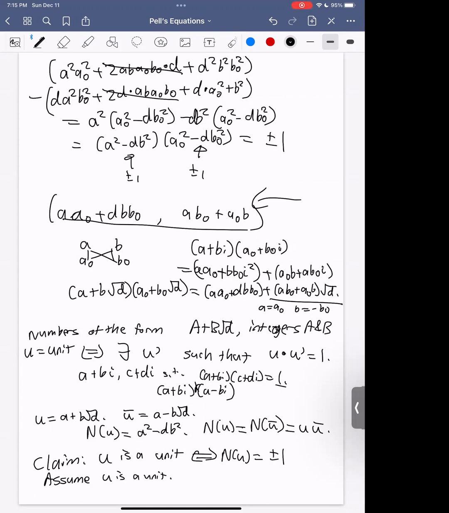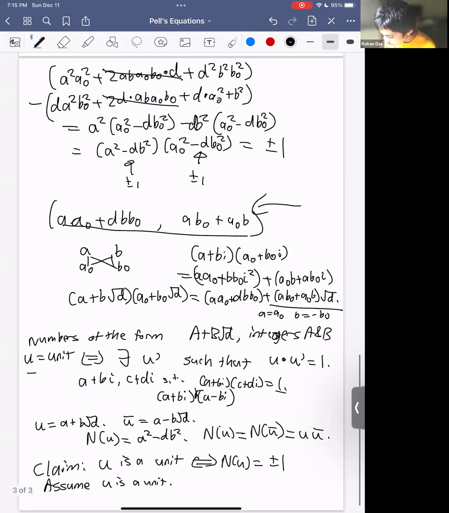What is a unit, Rohan? Maybe you want to define that. Yeah, I defined that over here. It's a unit if there's another number u prime such that u times u prime is equal to 1.